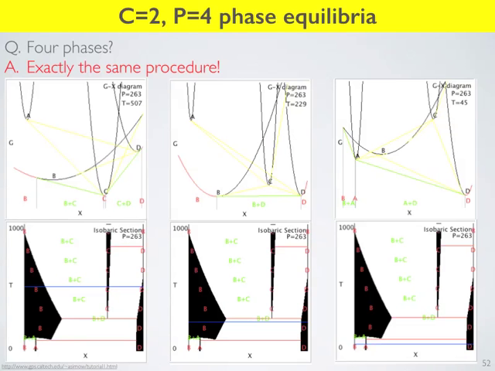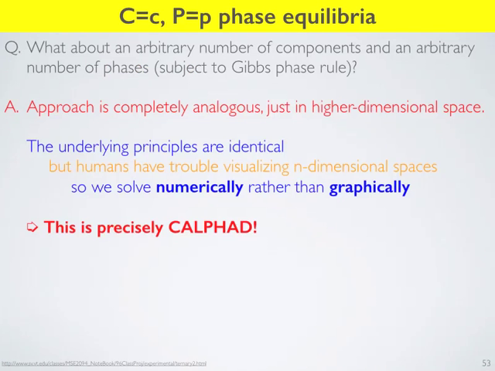Okay, so I promised you that if you understood this, we could go to the very general case of any number of components and any number of phases using exactly the same thing. So the procedure is completely analogous. It just occurs in a higher dimensional space. Because we have, say, 3 components, we can't represent our x-axis with a single variable, which is the mole fraction of component 2. We actually need the mole fraction of component 2 and the mole fraction of component 1. The balance is component 3. And of course, that extends to higher and higher dimensions.